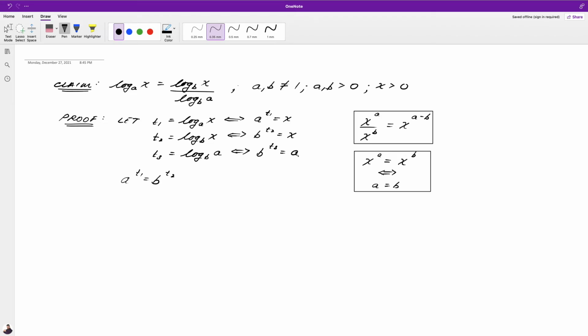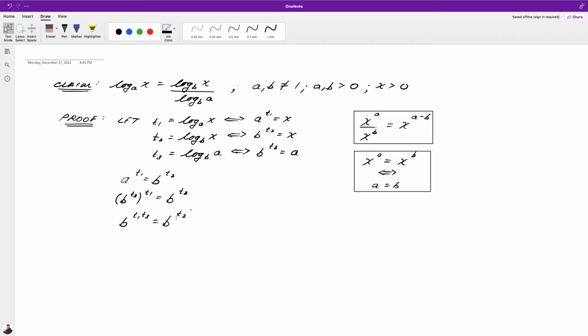I also know that a is equal to b to the t3 power, so I can just take this a and replace it with b to the t3. So let's do that right now. So instead of a, we're going to put in there b to the t3 all to the t1 equals b to the t2. All right, very good. So what we actually can see here is that we've got b to the t1 times t3 is equal to b to the t2. Okay.